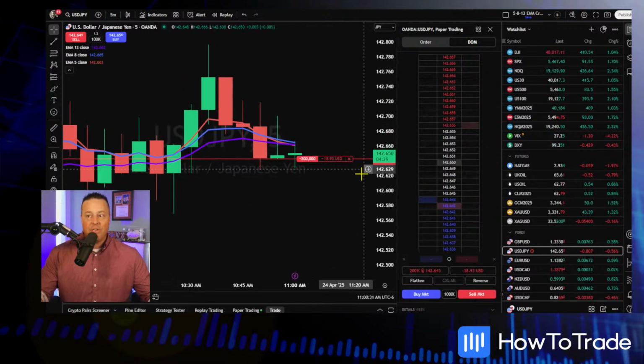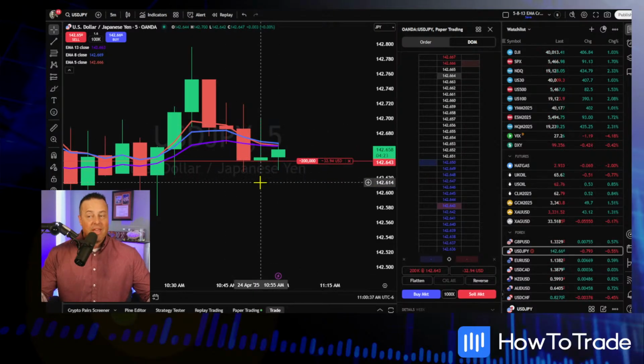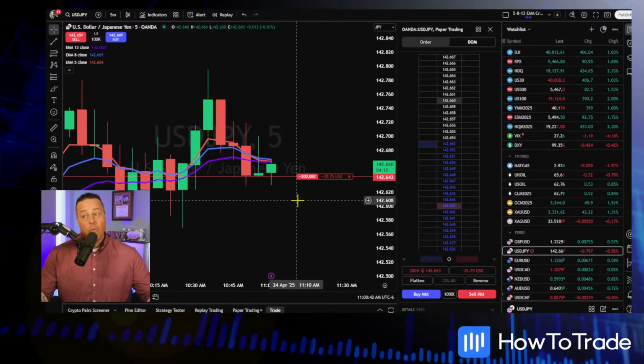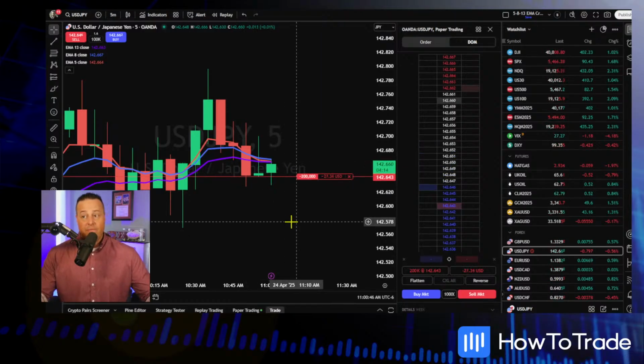Now, 5-8-13, I know we just hit it relatively quickly. 5 crosses onto the 8. Price closes beneath all three of these moving averages, and you officially have your short entry. So we went short there. Price going against us just a little bit. It's going to take a while, probably the rest of the stream, for this trade to pan out.